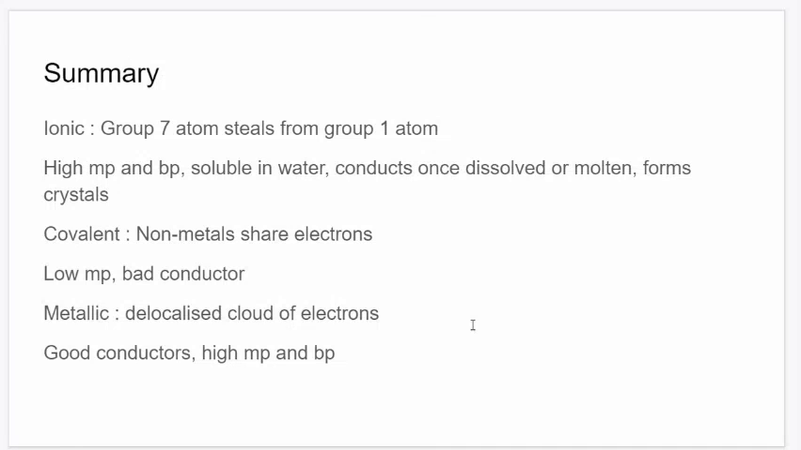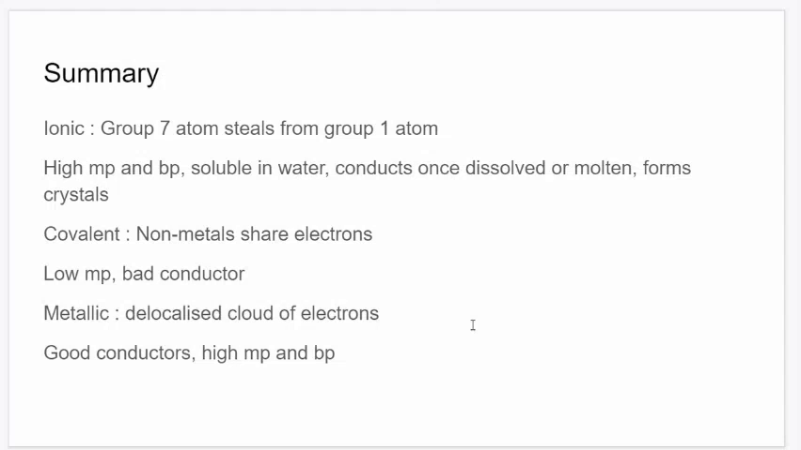Covalent bonding is between nonmetals and they share electrons. Remember, they share, and ionic gives and takes. Covalent compounds would have a low melting point and boiling point, and be bad conductors. For example, plastic. Plastic is a type of covalent compound, and we know that it has a low melting point and a low boiling point, and it's a really bad conductor.